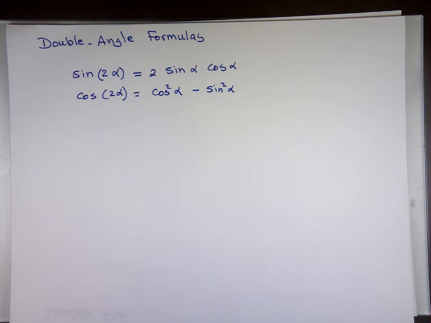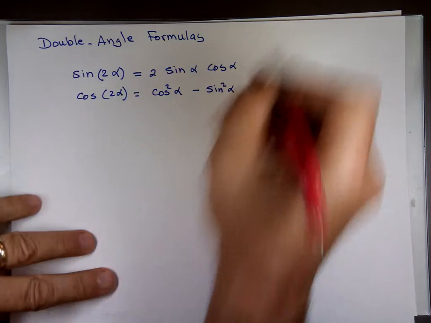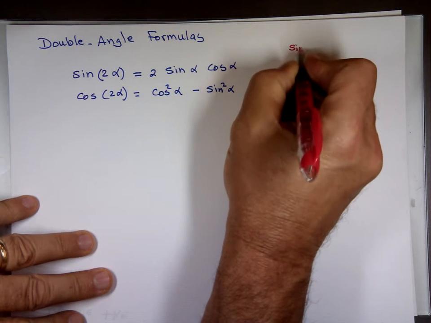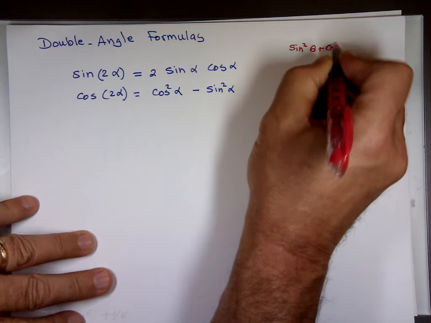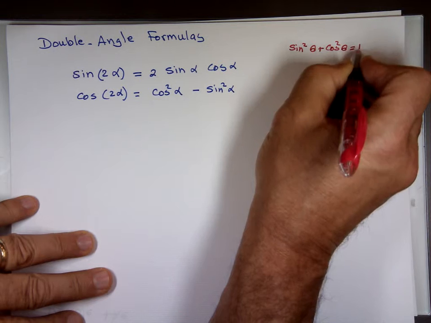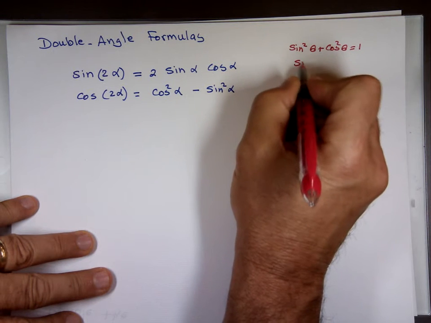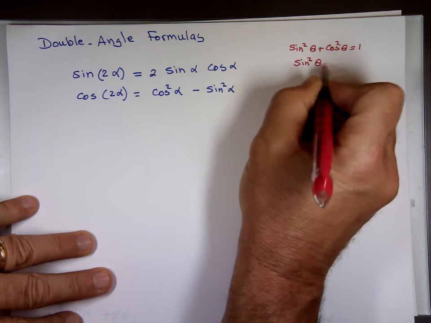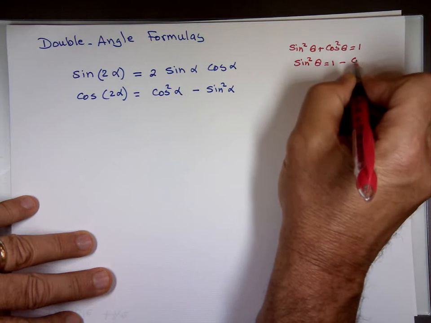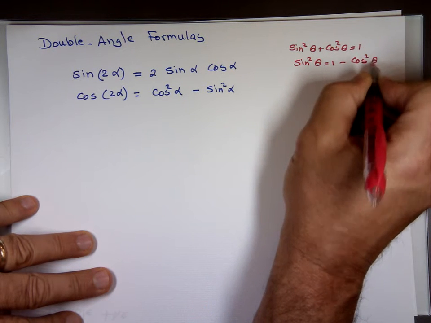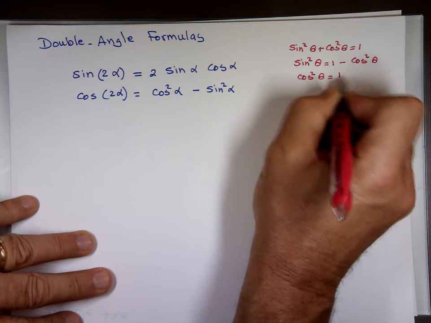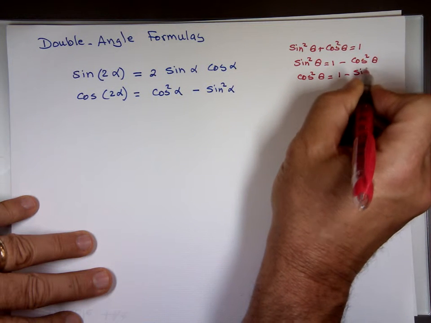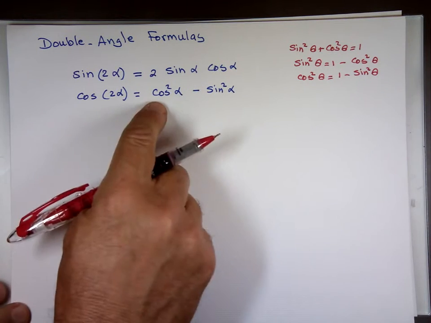Do you remember from a week ago we said sine squared plus cosine squared equals what? Yep, that's a 1. So if you want, you can make the sine squared equals 1 minus cosine squared, or the cosine squared equals 1 minus sine squared. So watch what happens to this.